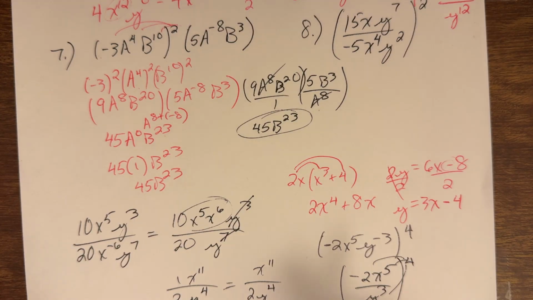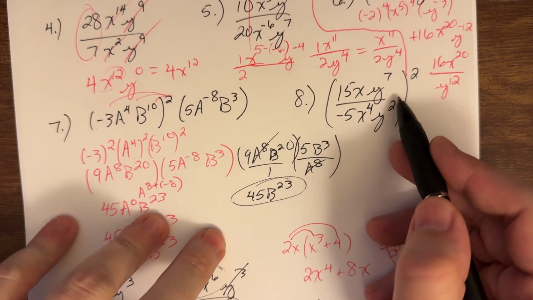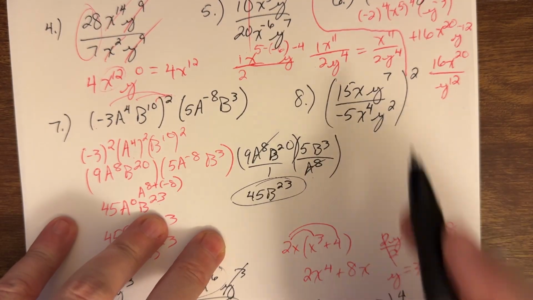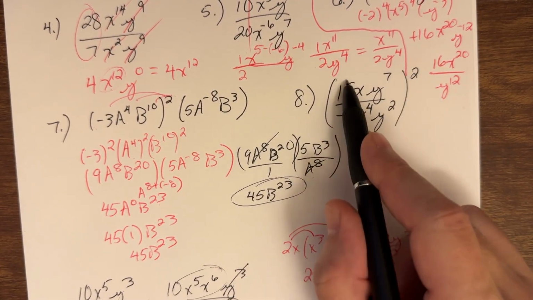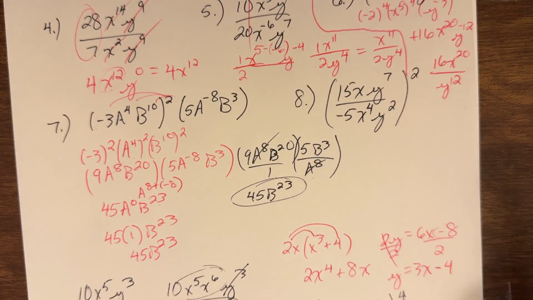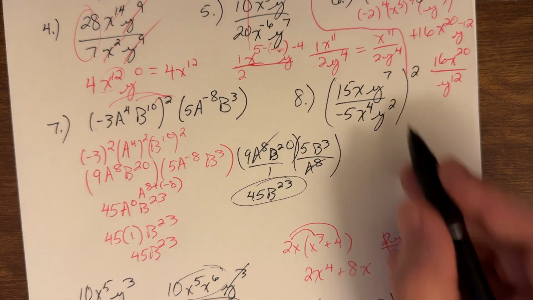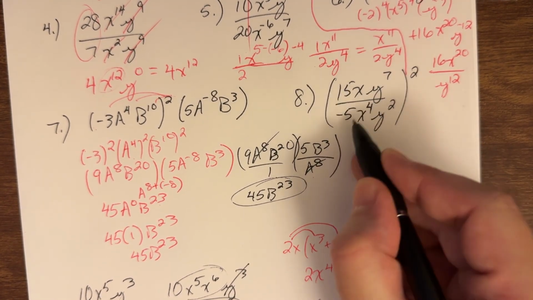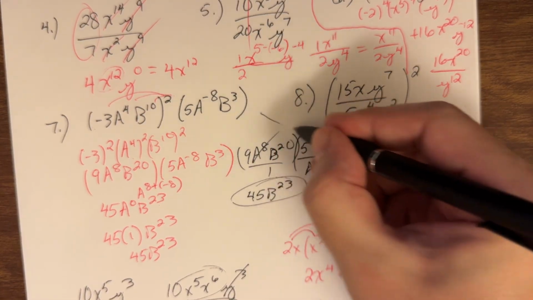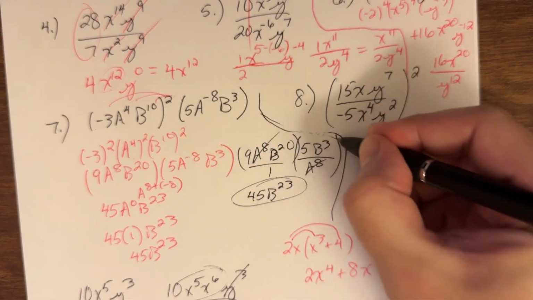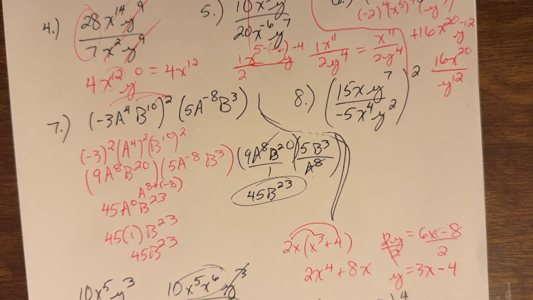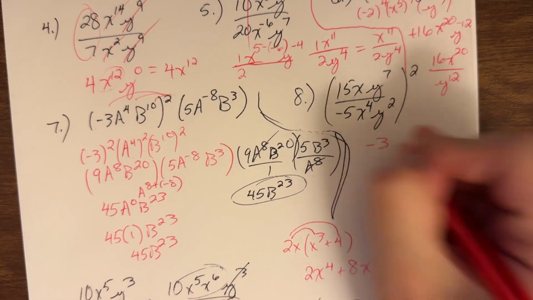Last problem. Again, this is where you can get lucky. The rule would allow you to just square everything on top, square everything on the bottom, but all of a sudden your numbers are getting very big. Let's make this easy. Let's clean up the inside. Right off the bat, I've got 15 divided by negative 5. Just separate this a little bit. 15 divided by negative 5, that is negative 3.